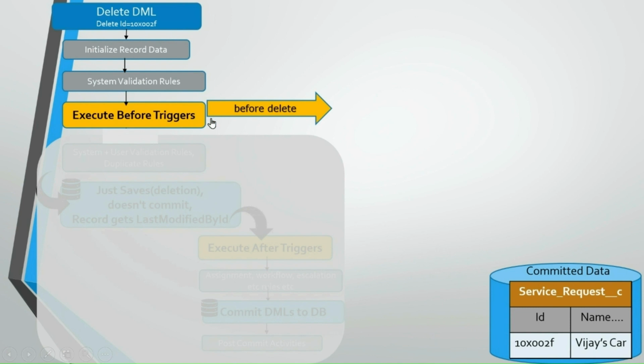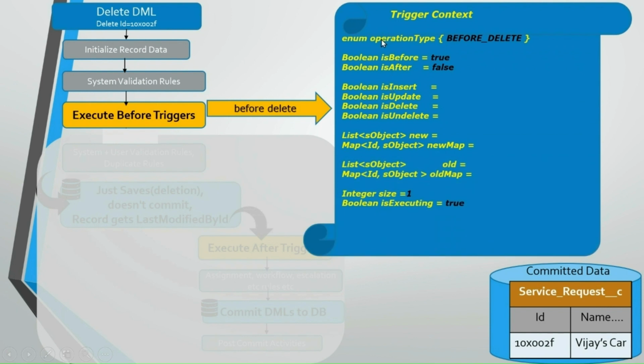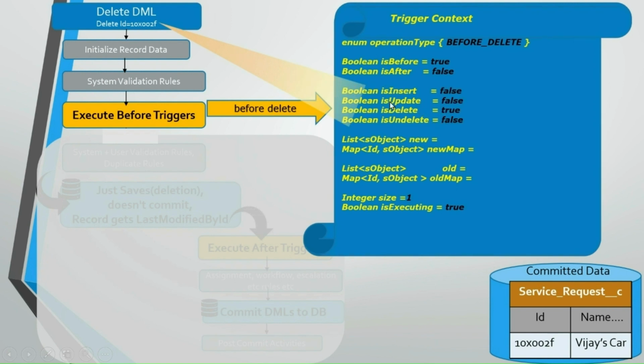So at this point of time, Salesforce gives us the trigger context variables and their values like this for the before delete trigger event. Operation type is going to be before underscore delete. As the type of the event is before, the is before flag gets assigned as true, and is after is assigned as false. The values of these four variables depend on the type of the DML operation. Here the type of the DML operation is delete, that is why is delete is assigned as true. The remaining three boolean values are assigned as false.